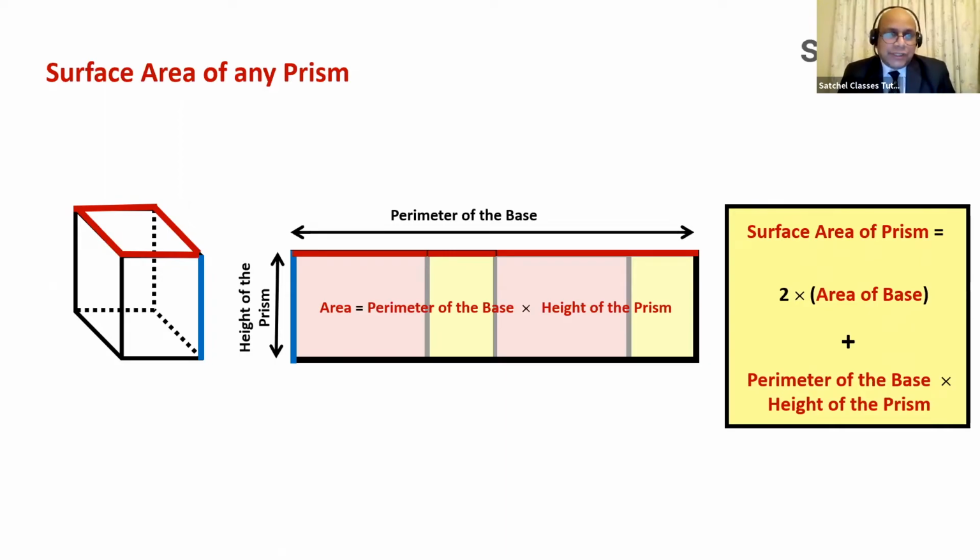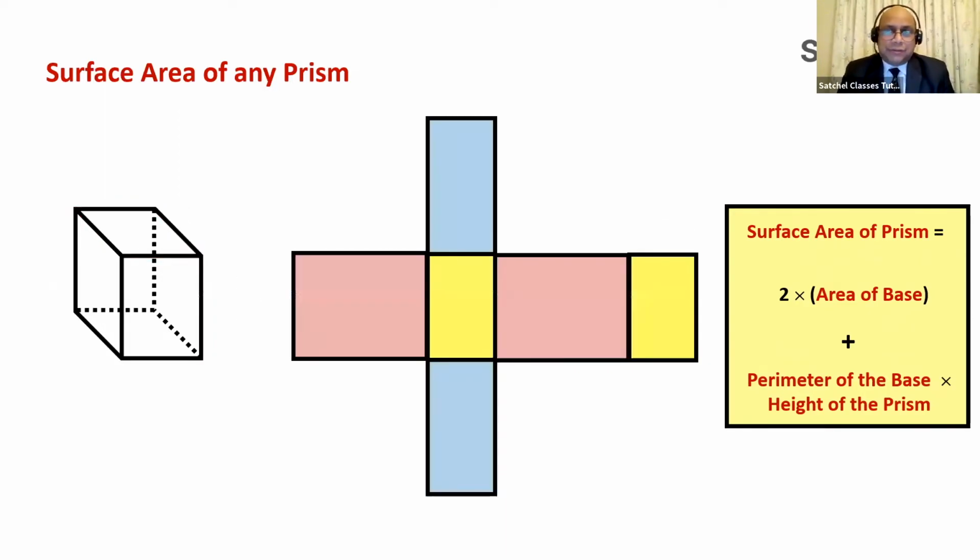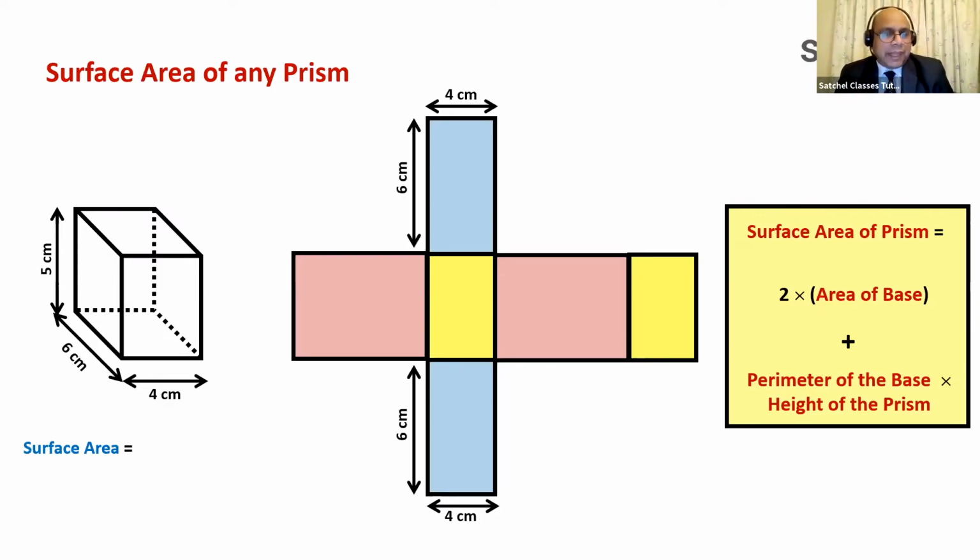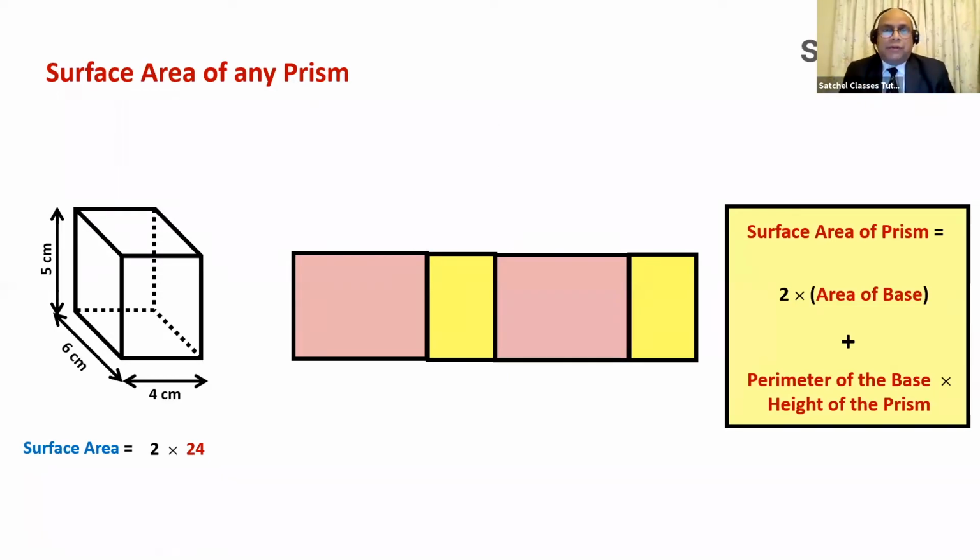Right? So let's use this formula by giving some dimensions to the original cuboid. So let's say the cuboid had a length of 6, width of 4, and height of 5 centimeters. Let's try and use this formula. First, find the area of the base. Base has length of 6, width of 4. So the area of the base would be 24 centimeters squared, 6 times 4. We multiply it by 2 because there are two bases. So the area of the bases would be 2 times 24. Right. Now let's calculate the area of the walls.